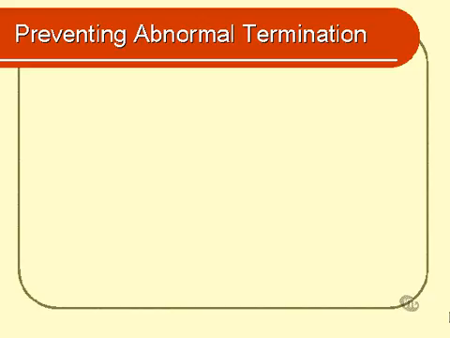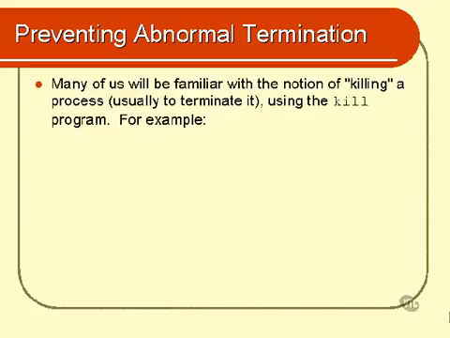I've called this module Preventing Abnormal Termination. Now let me explain what I mean by that. Most of you will probably be aware that it is possible to kill a process. In other words, you just use the kill program and specify the process ID, and what happens is the program dies. Well, it usually dies. It doesn't always die, and I guess in this module I'll be explaining why it doesn't always die.